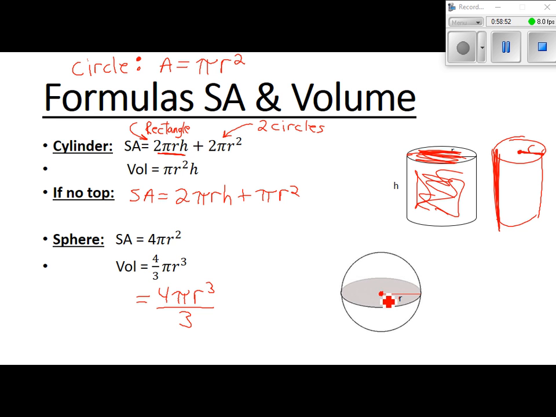For a sphere, the radius goes from the very center of the ball to the edge. And that's all you need to know for a sphere, just that center out.